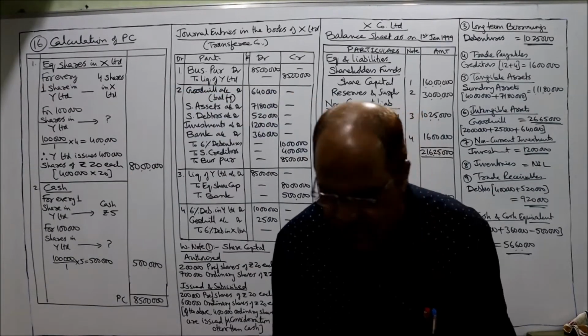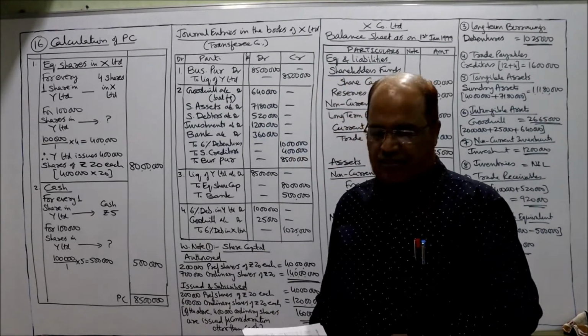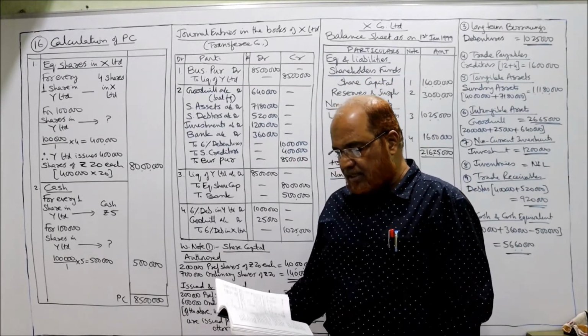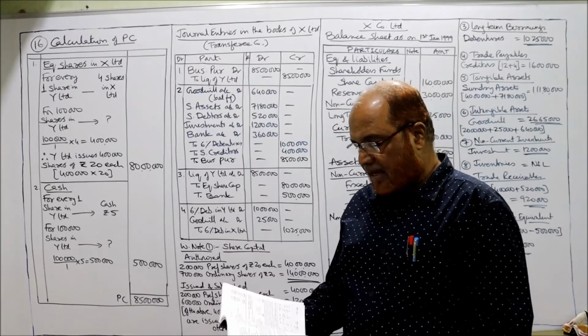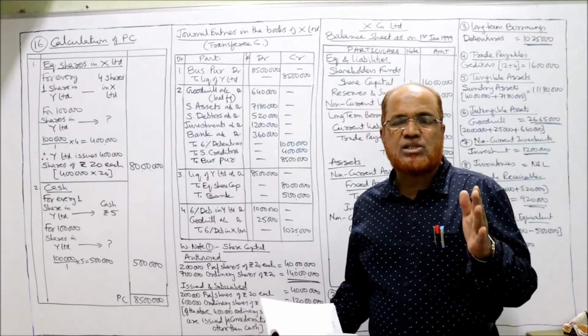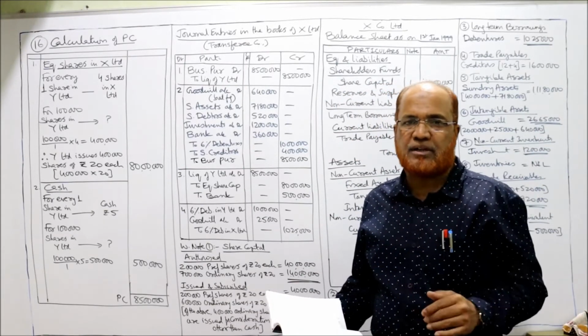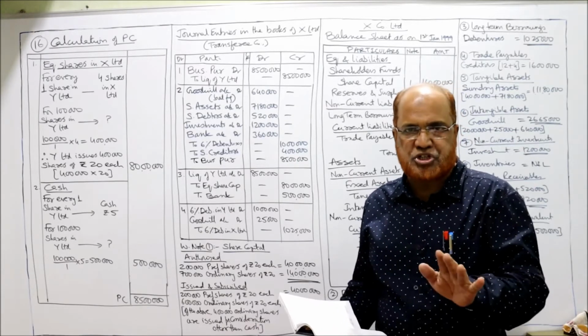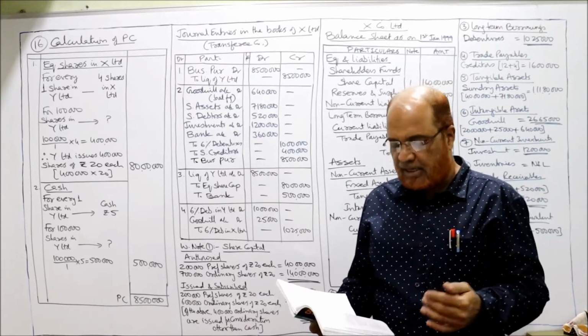Come on students, now we'll start the next problem, that is 16th. See the 16th problem. On 1st Jan 1999, X Company Limited acquired Y Company Limited. So X Company Limited is the transferee company and Y Limited is the transferor company. Vendor company Y Limited finished. That business is taken over by X Limited.